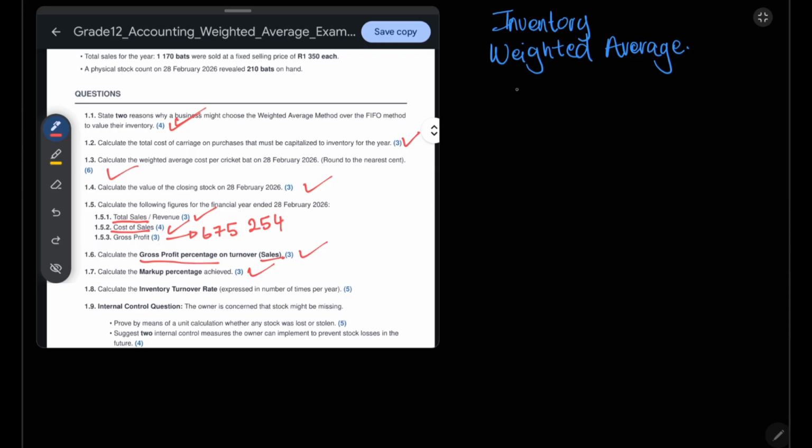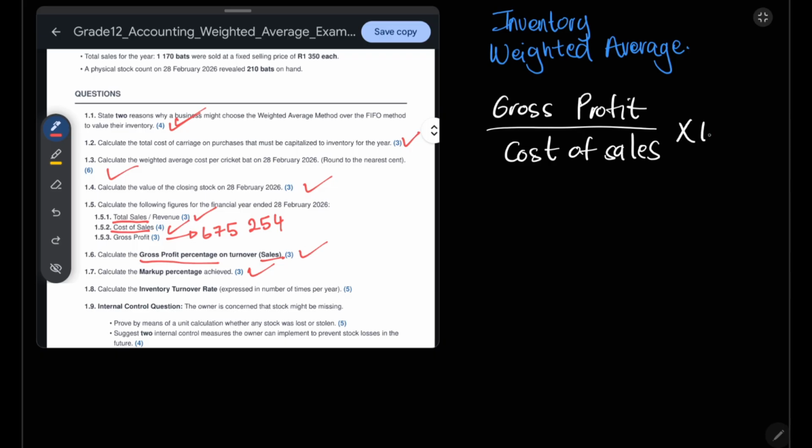So our markup is gross profit. Remember, you should know the formula. Over cost of sales times 100.